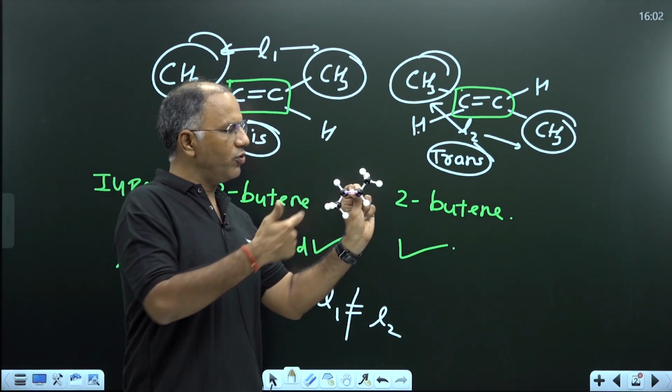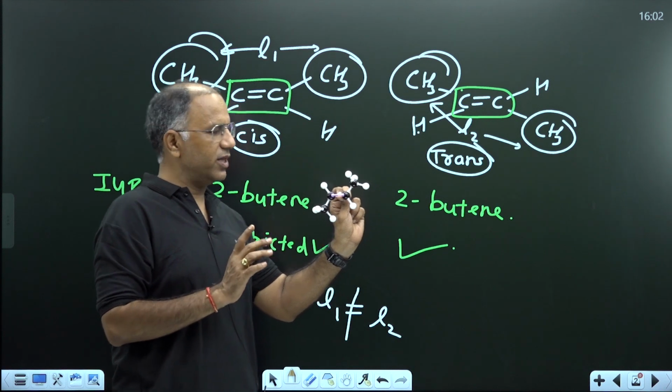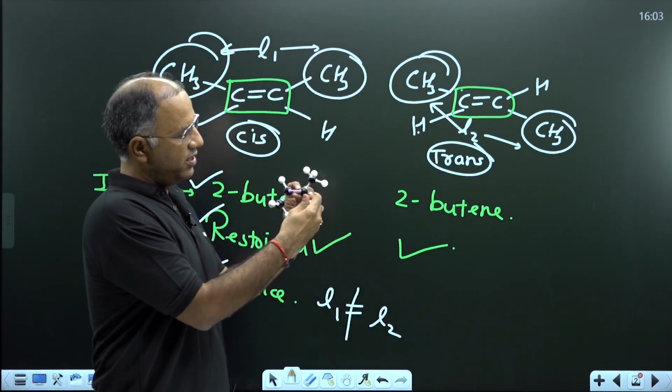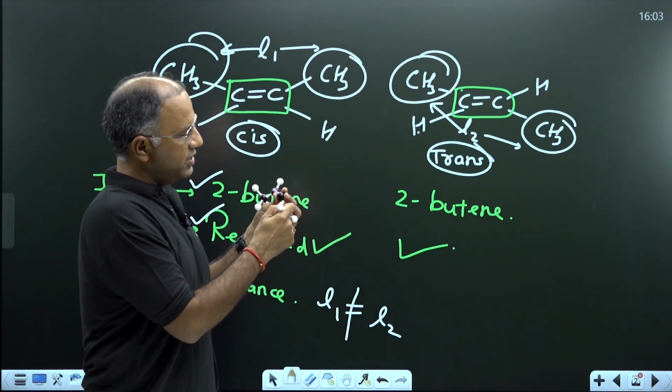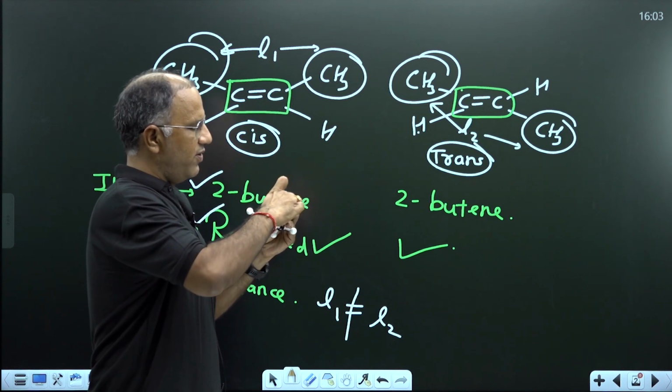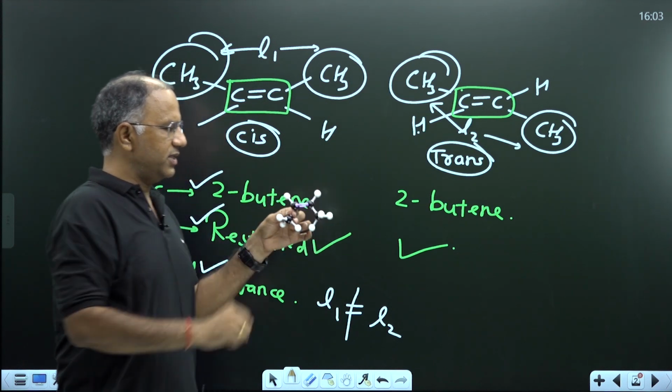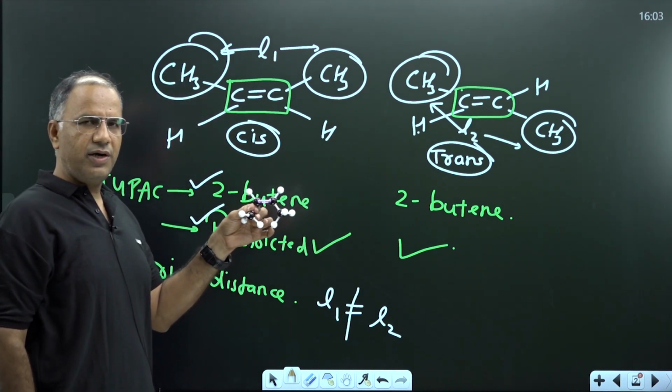Now I will show you how to convert trans into cis. Same method. This is trans. I will break these 2 valencies. Then I will redraw. This becomes cis. Got it?